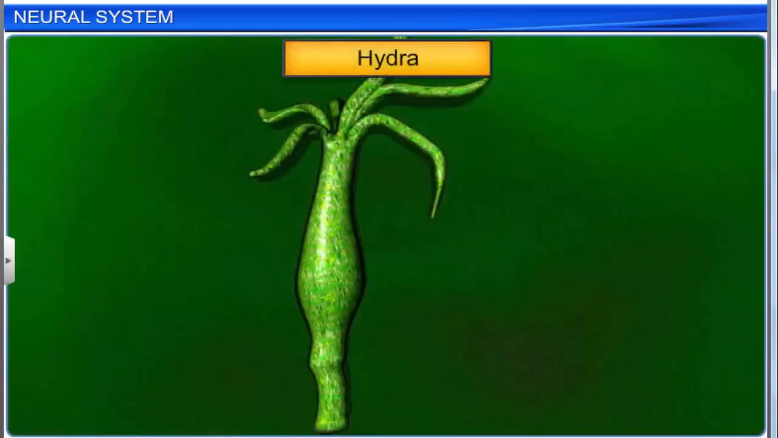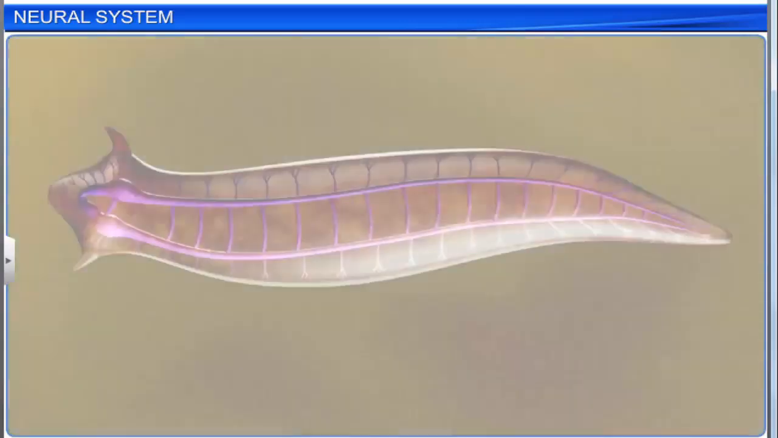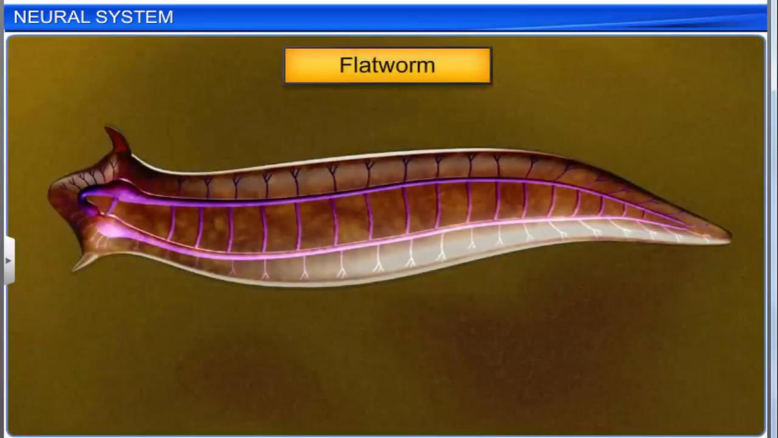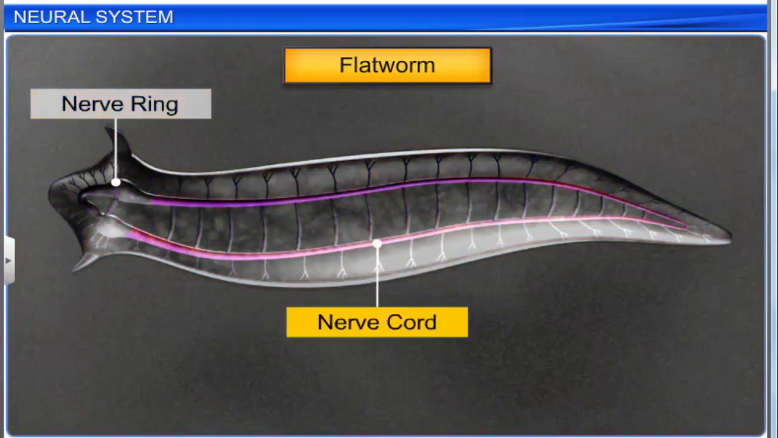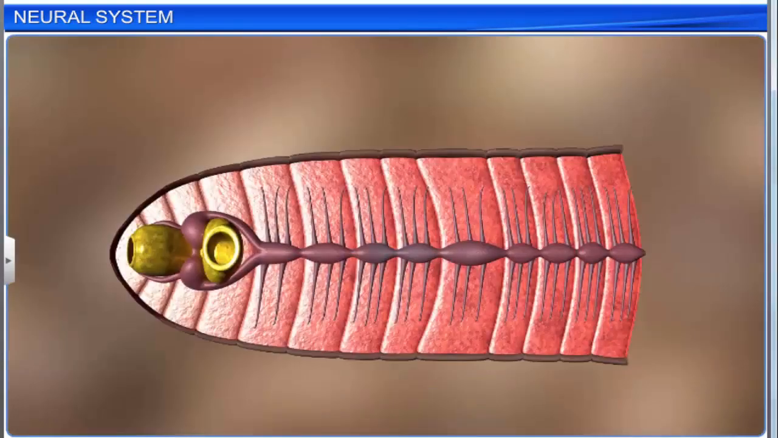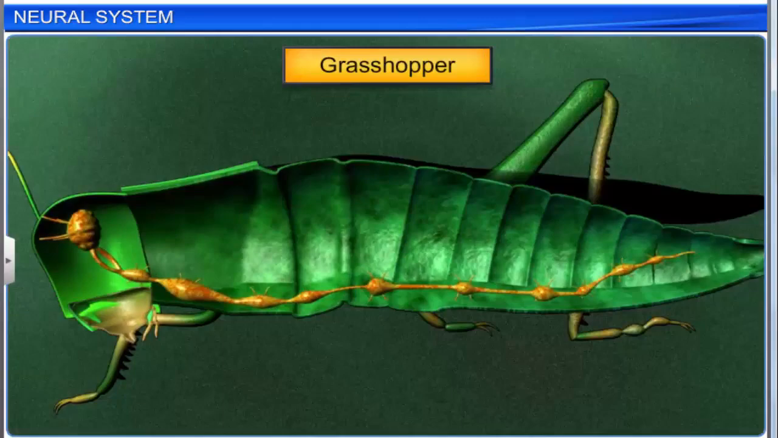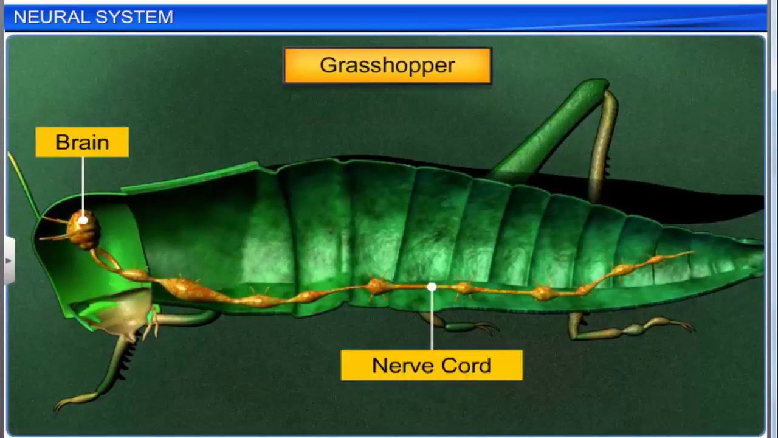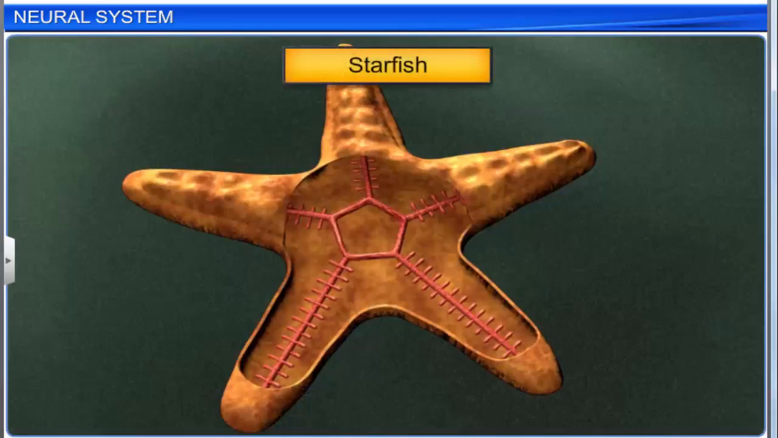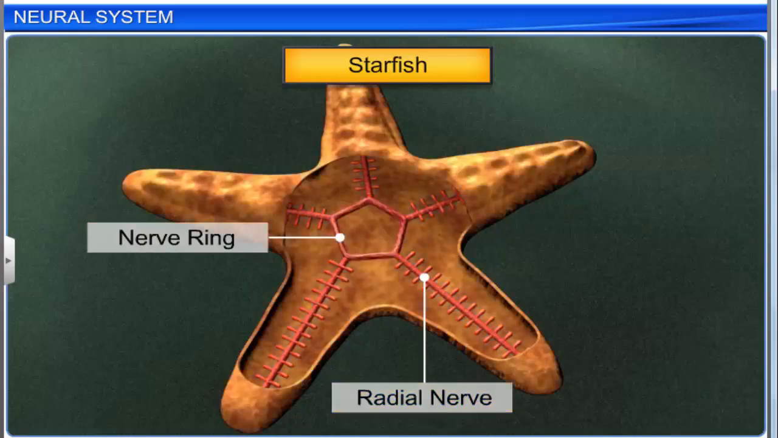The neural system of the hydra comprises a network of neurons. For example, flatworms have a ladder-type neural system which is composed of nerve rings and nerve cords. They are interconnected by transverse connectives. The neural system of earthworms consists of a circumpharyngeal nerve ring and a single, solid, ventral and ganglionated nerve cord. Insects have a better organized neural system. Starfish do not have a brain, and their nerves are radially organized with a connecting ring in the center.